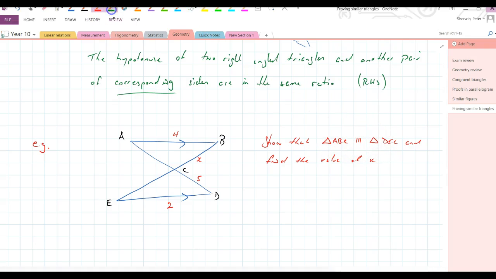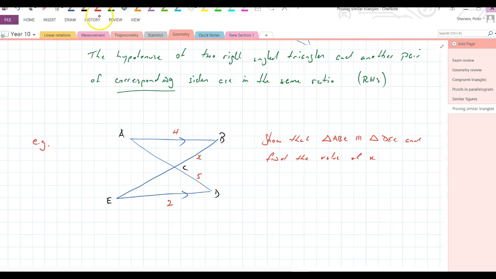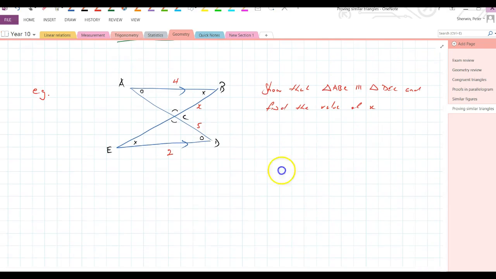So how can I do that? And like with congruency, I'm going to sit back and have a game plan first. Well, as soon as I've got parallel lines, I know that I've got some things to work with. I've got Z angles here. So this angle is equal to this angle. They're alternate angles. This angle here, for the same reason, is equal to this angle here. They're also alternate. And this angle and this angle are vertically opposite. So I've got three angles. I've got the AAA.